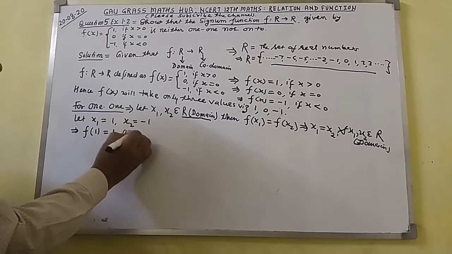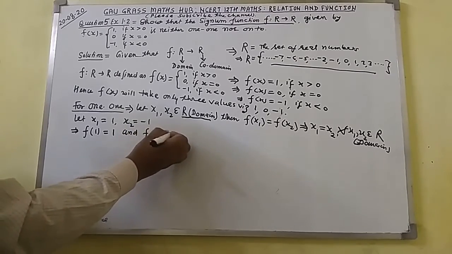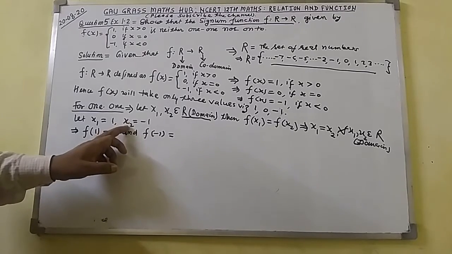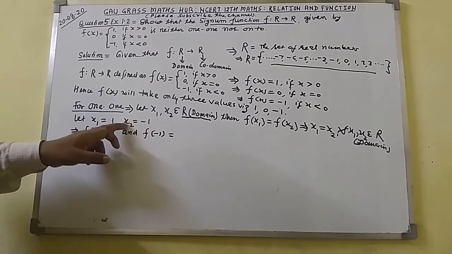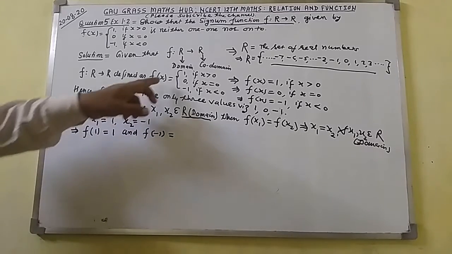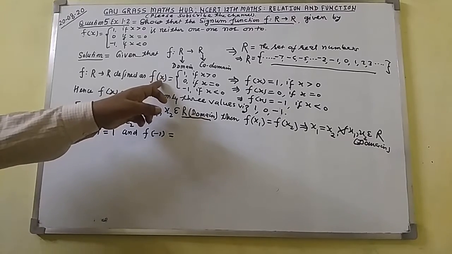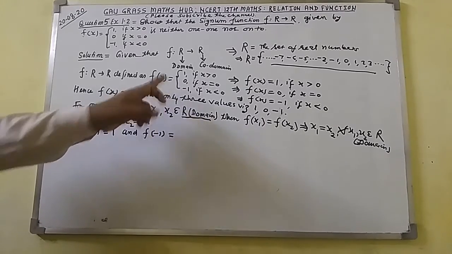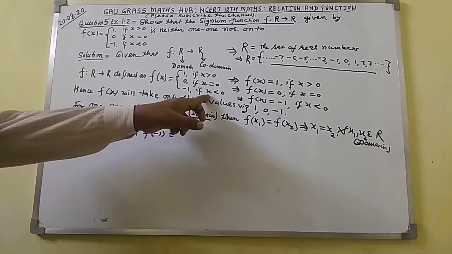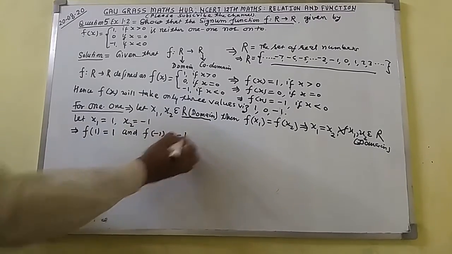And image of -1 will be image of -1. Here you can see x2 is equal to -1. The value x2 equal to -1 will be put here. Since x is less than 0, this means that -1 will come. So here we will get -1.